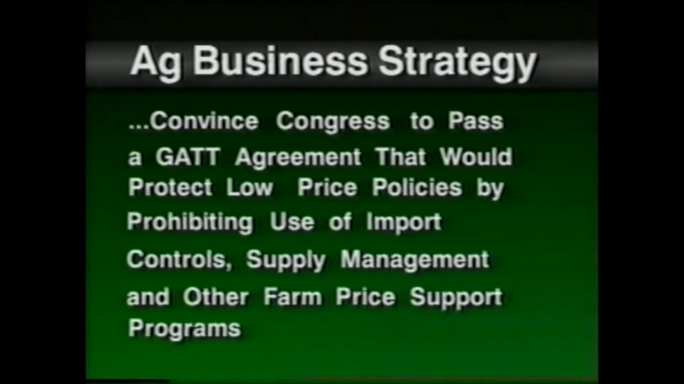If a GATT agreement is approved by a simple majority in Congress, then all existing U.S. laws must be brought into compliance with GATT. The strategy of agribusiness was to convince Congress to pass a GATT agreement that would protect low-price policies by specifically prohibiting the use of import controls, supply management, and other farm price support programs.